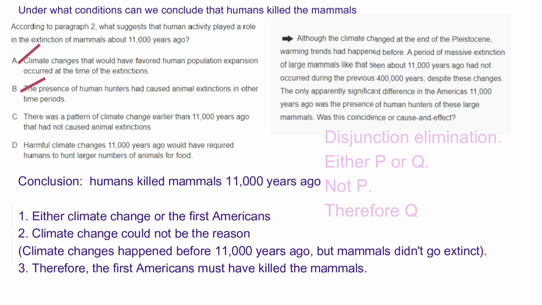D. Harmful climate changes 11,000 years ago would have required humans to hunt larger numbers of animals for food. Option D is not it. So the answer is C.